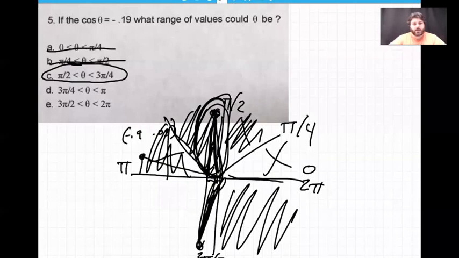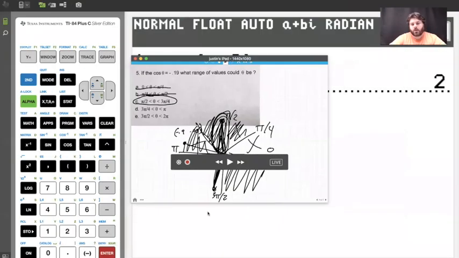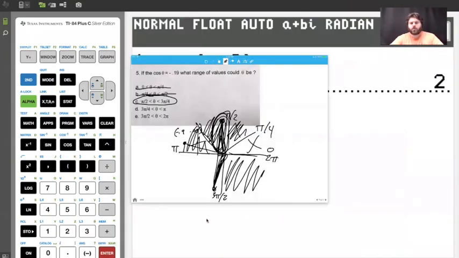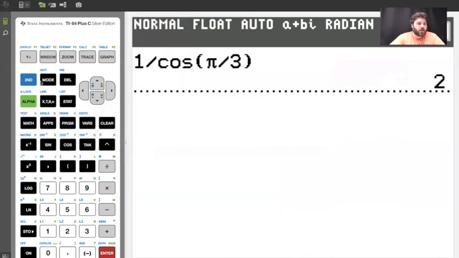Those cosines are positive. Now, what if we could use our calculator here? Okay, real quick, I want to write this down. If the cosine of an angle is negative 0.19, then wouldn't you say that the cosine inverse of negative 0.19 would equal the angle theta, right? That's how inverses work. So let's just do that. Let's find the cosine inverse of negative 0.19.